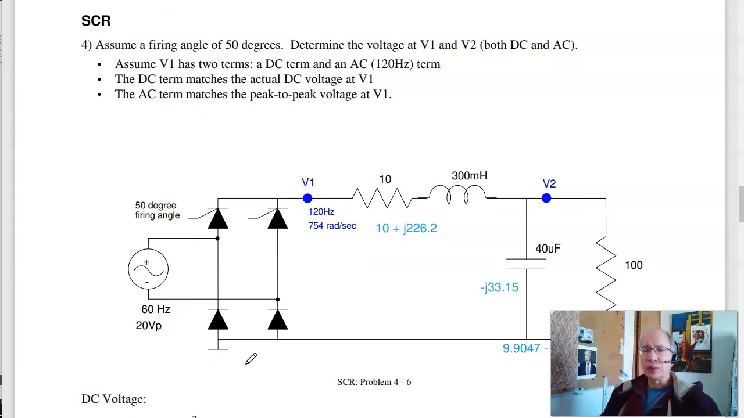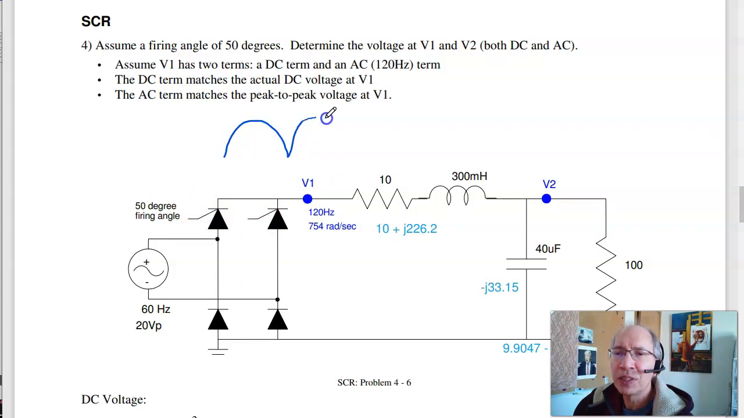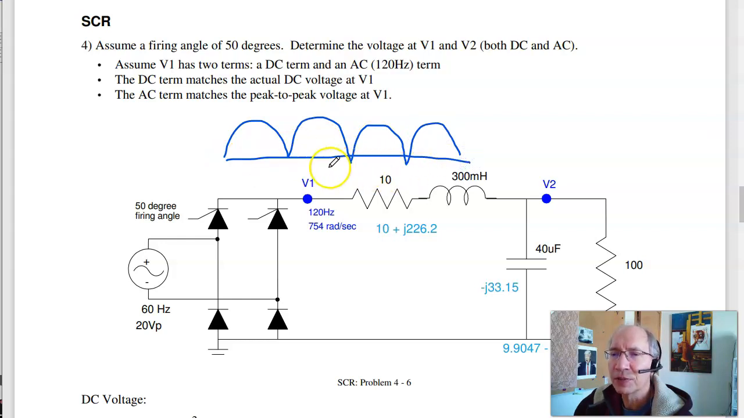Problem 2 looks at a semiconductor relay. So in this case, I've got a full wave rectifier. If I just use diodes right here, what's going to happen is that V1 is going to look like this. It's a full wave rectified sine wave. What the firing angle does is instead, I think this kind of continues on down.